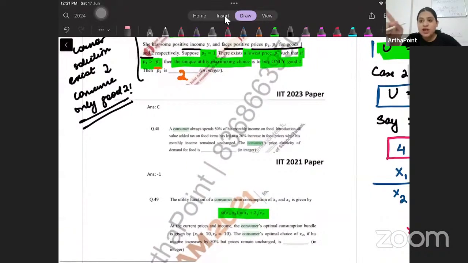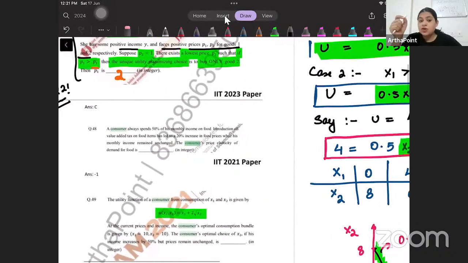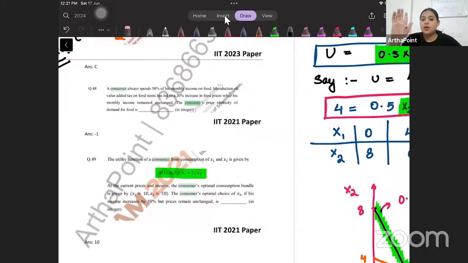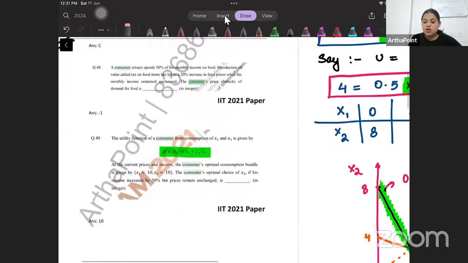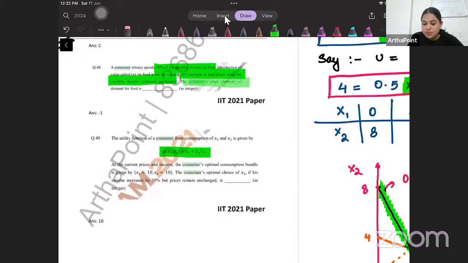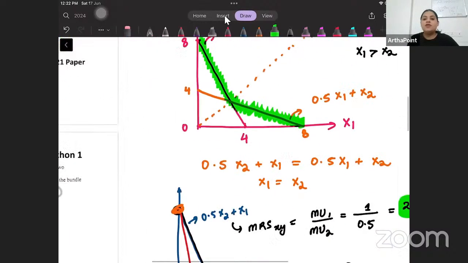You can see how with time IIT has increased their level. In 2023 people found the paper very difficult as compared to 2021. So this year it's going to be even more tough. I'm telling you in advance. Okay, come to question number 48 now. A consumer always spends 50% of his monthly income on food. Introduction of value added tax on food item has led to 20% increase in price of food, while his income has remained unchanged. Consumer's price elasticity of demand for food is.